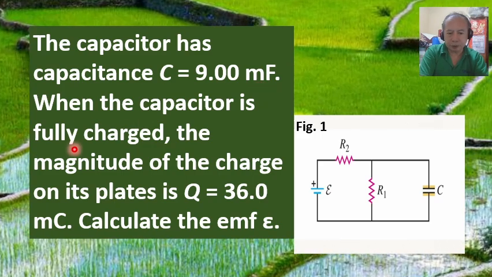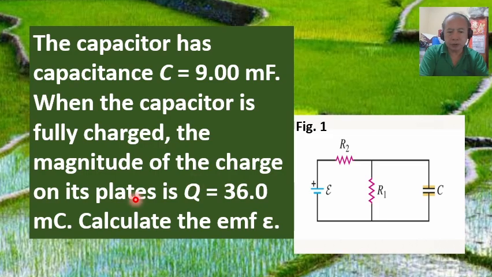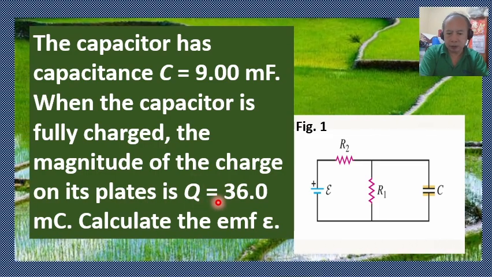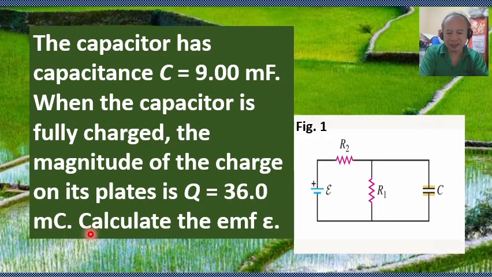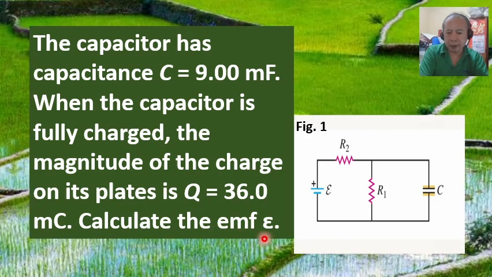When the capacitor is fully charged, the magnitude of the charge on its plates is big Q equals 36.0 millicoulomb. The question is, calculate the electromotive force epsilon.